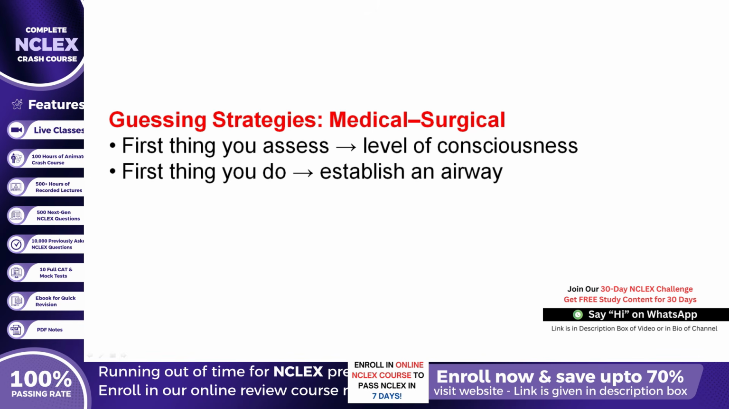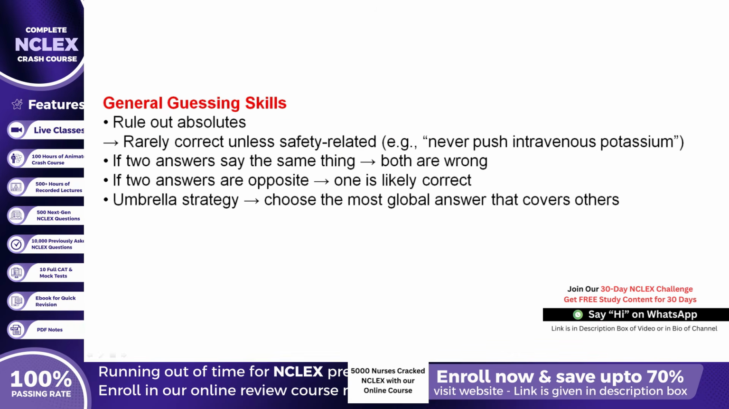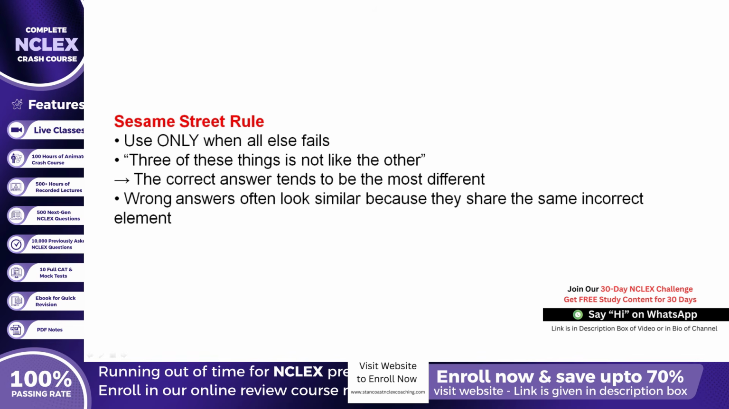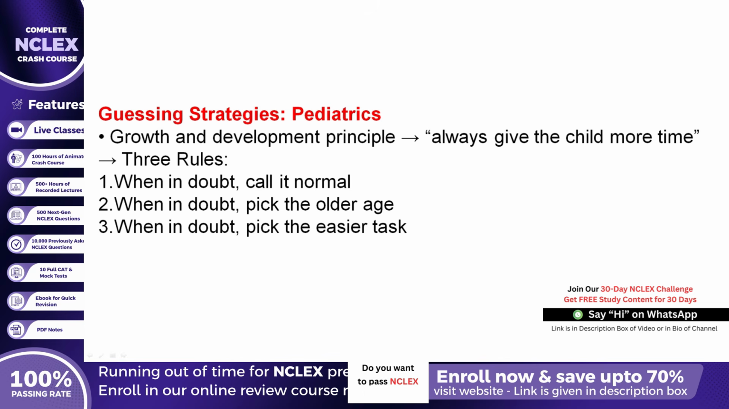Shifting our focus to pediatric guessing strategies, the growth and development principle reminds us to always give the child more time. And from there, we follow the 3 rules. When in doubt, call it normal. And when in doubt, pick the older age. And when in doubt, pick the easier task, because these reflect predictable developmental patterns.